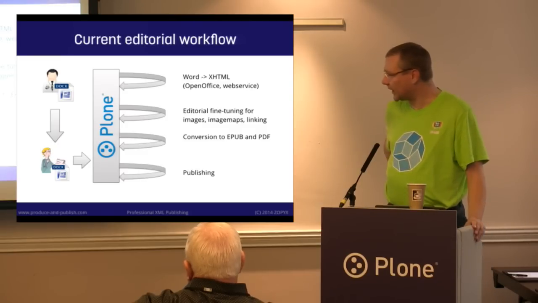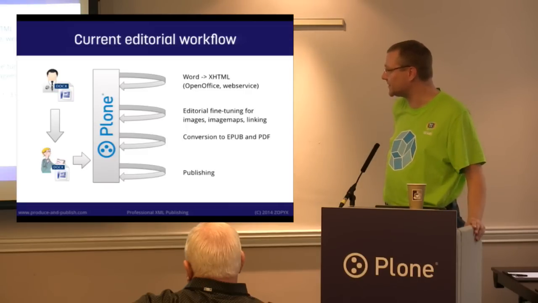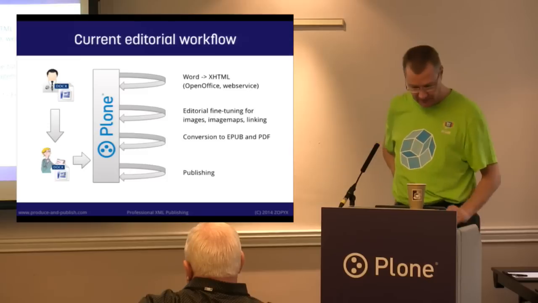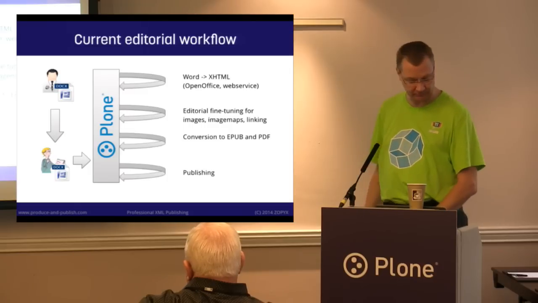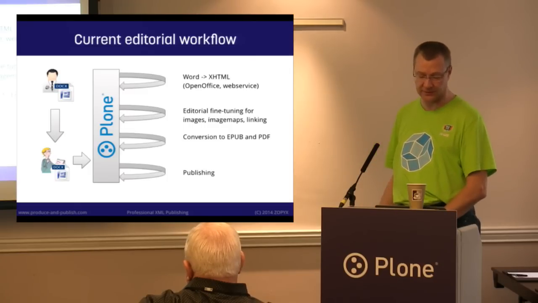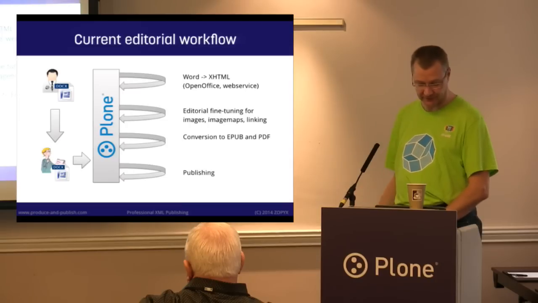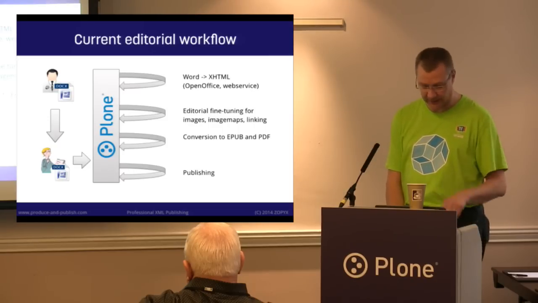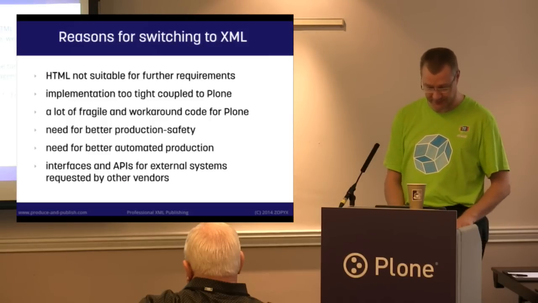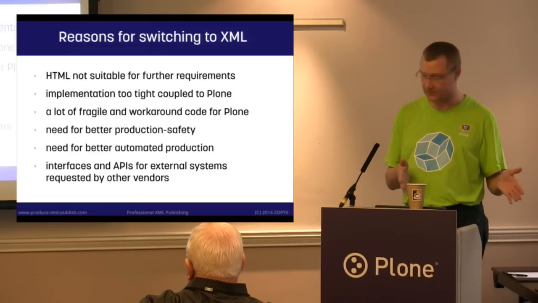So in the workflow right now, we are going in the first step from Word to XHTML using OpenOffice. And then we have several iterations internally for doing stuff like fine-tuning on the contents, imaging, image maps, internal linking. Then we have the process for the conversion to EPUB and PDF. And in the last step, we do the publishing. This is the status quo that we have had since 2010.